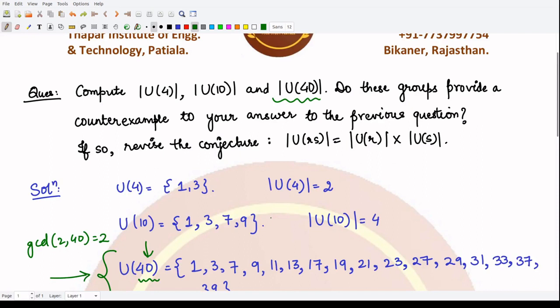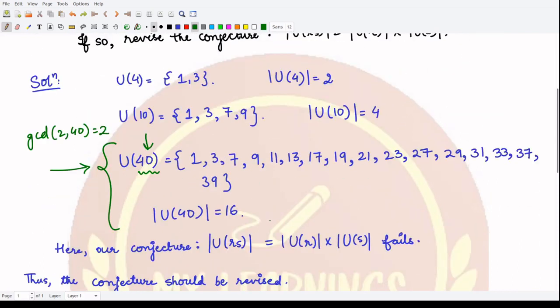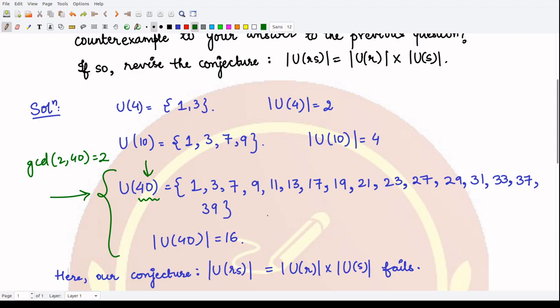Okay, now previously we conjectured that whenever we have the group U(RS), where R and S are different integers, then the order of U(RS) would be equal to the order of U(R) multiplied by the order of U(S). Now this conjecture fails here. Why? Because the order of U40 is 16. However, with R and S being 4 and 10, since 4 times 10 gives you 40, the order of U4 is 2 and the order of U10 is 4. 2 times 4 is 8, which is not equal to 16. They do not match, so our conjecture fails.